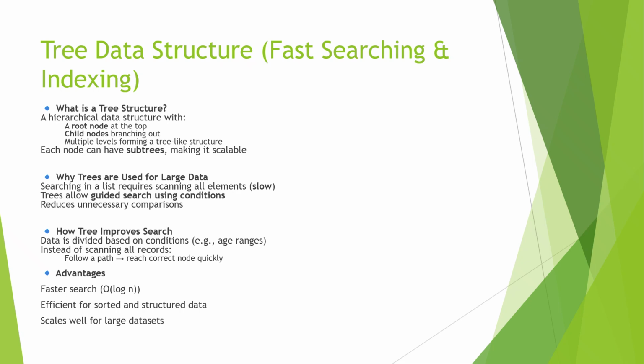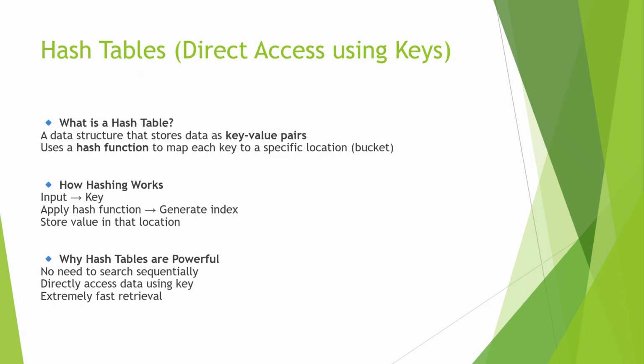In a tree, data is organized based on certain conditions, allowing a guided search process that follows a specific path to reach the desired element quickly, thereby reducing unnecessary comparisons. This structured approach significantly improves search efficiency, typically achieving logarithmic time complexity, which is much faster than linear search. As a result, trees are widely used for sorted and structured data, providing better performance and scalability when dealing with large volumes of data.